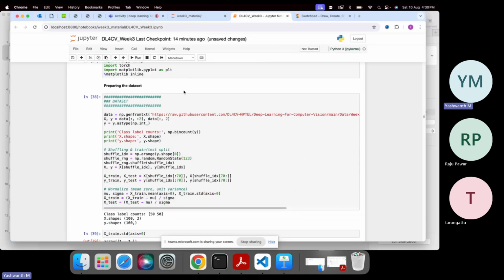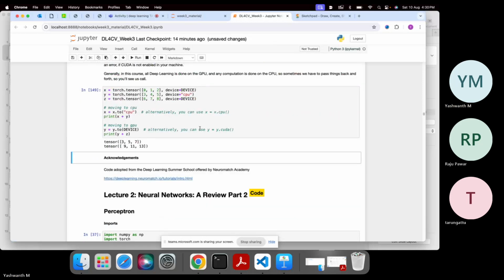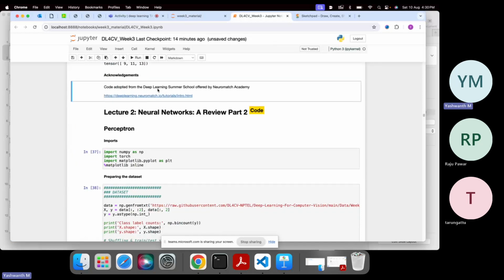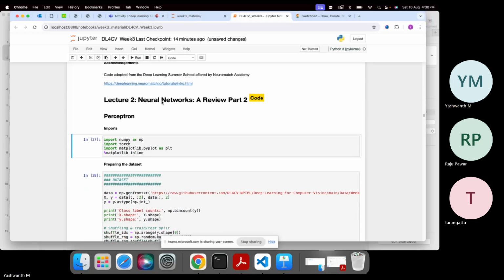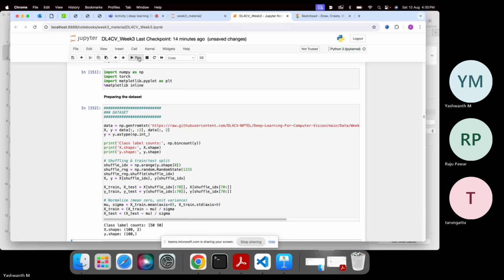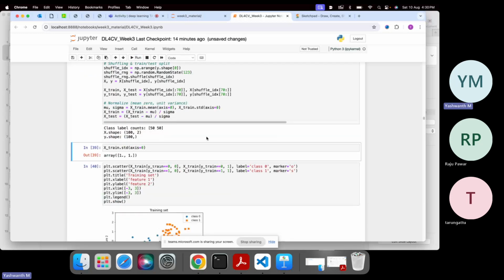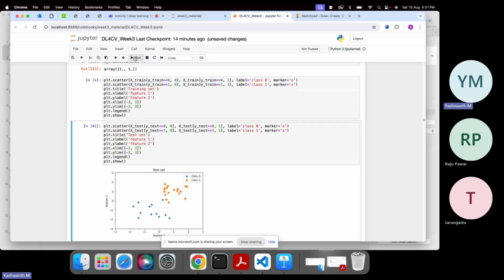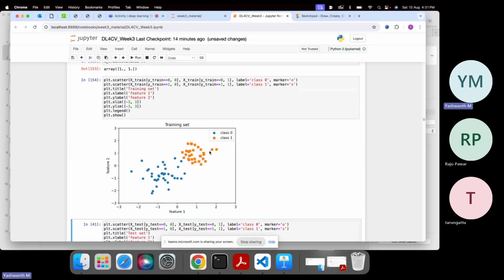Okay, so let's go to the neural networks part. And we create a dataset. We'll show what the dataset is shortly. Yes, so this is the dataset.